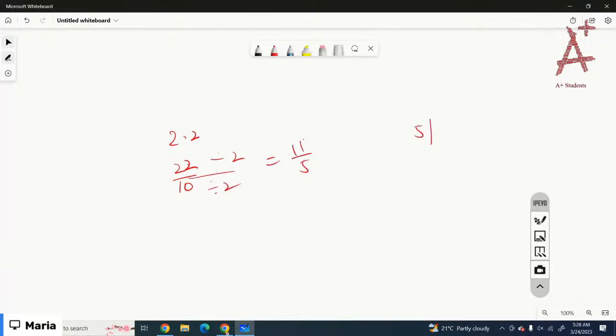Just divide 11 by 5. So 5 times 1 is 5. So 11 minus 5 is 6. So it would be 1 whole 6 over 5. Got it? So the correct option is 1 whole 6 over 5. Got it?